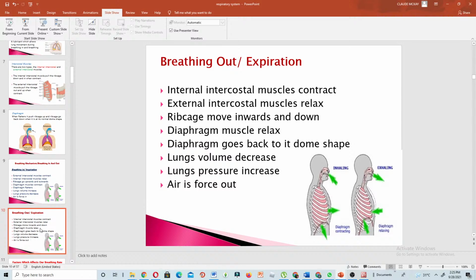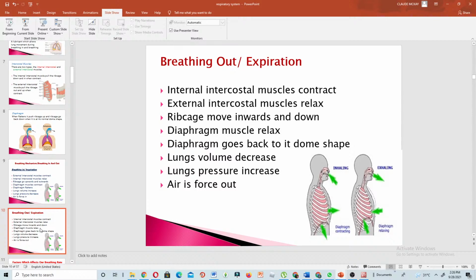This time the diaphragm muscle is going to relax. While you were breathing in, the diaphragm muscles were contracting. So now they relax, and the diaphragm goes back to its original dome shape. So the belly button normally has a kind of roundish shape.